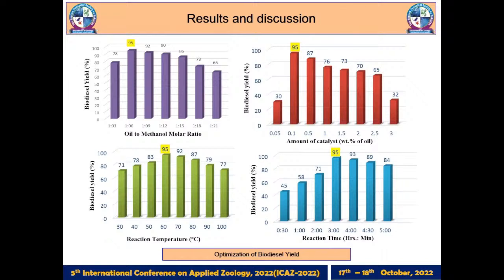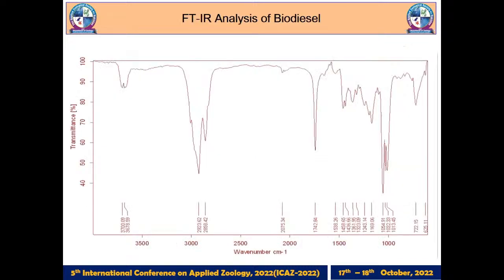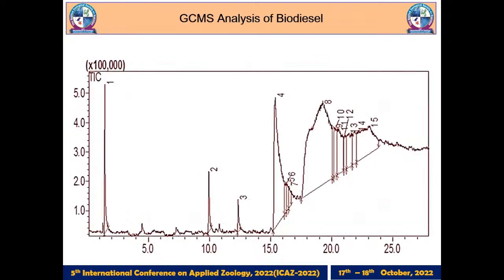Then results and discussion. The highest biodiesel yield was achieved at 1:6 oil to methanol molar ratio, 0.1% catalyst loading, 60 degrees Celsius reaction temperature, and 3 hours of reaction time. FTIR analysis confirmed that methyl esters in the biodiesel have been achieved. GCMS of neem seed oil depicted the occurrence of 14 different fatty acid methyl esters.